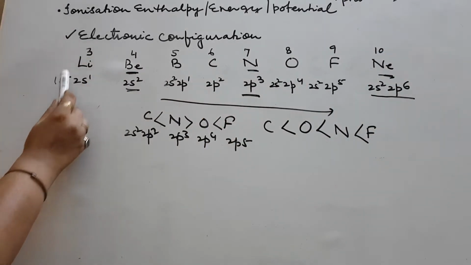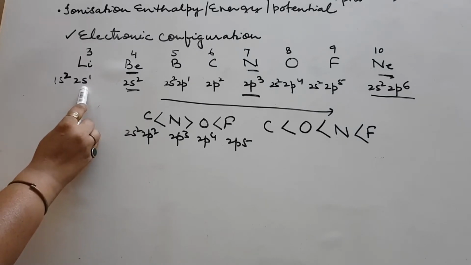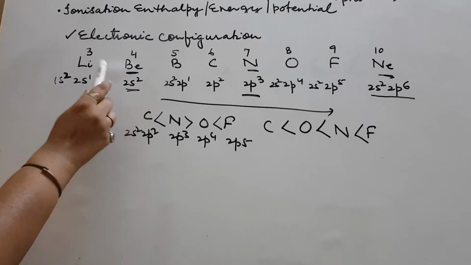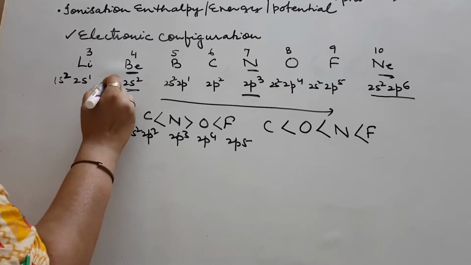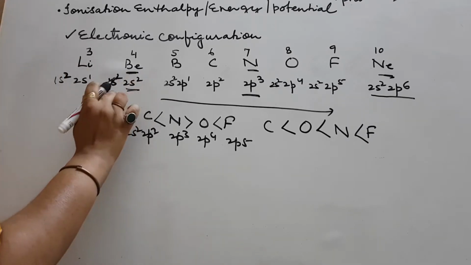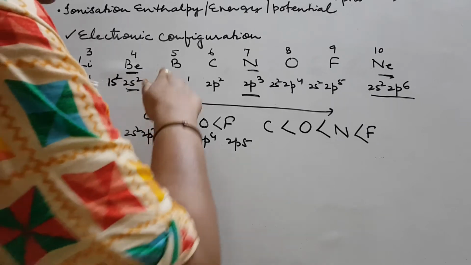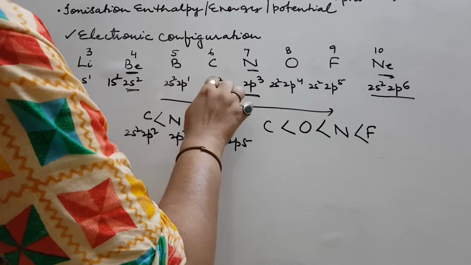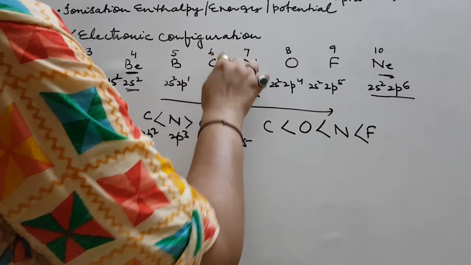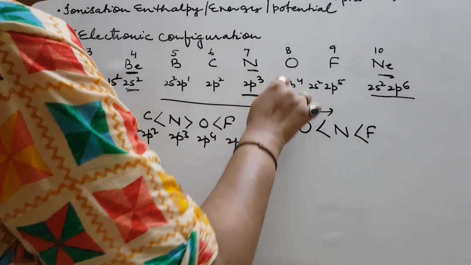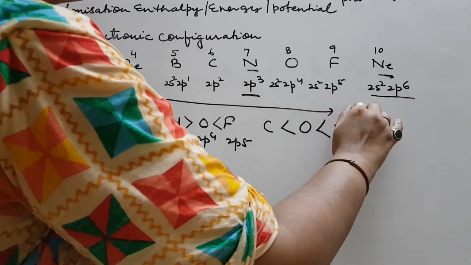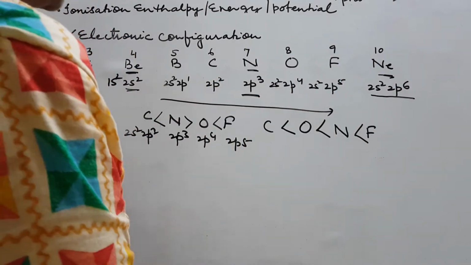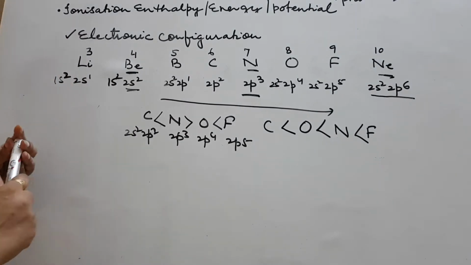You write the configuration for lithium as 1s2, 2s1 for 3 electrons. Beryllium will be 1s2, 2s2. I did not write 1s2 earlier, there was no need, but I am writing it now: 1s2, 2s2. Similarly, 2s2, 2p1, then 2p2, 2p3, 2p4, 2p5, and in the end it was 2s2, 2p6. 2s2 is understood, p6.